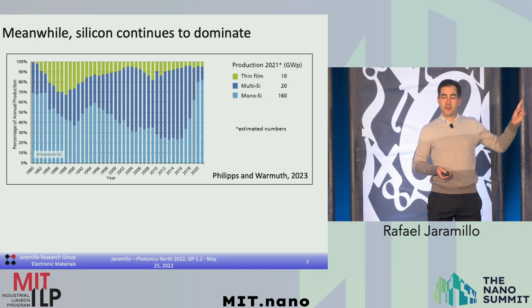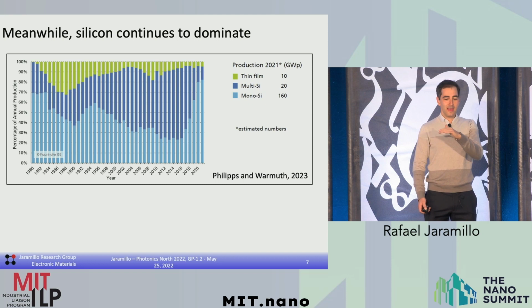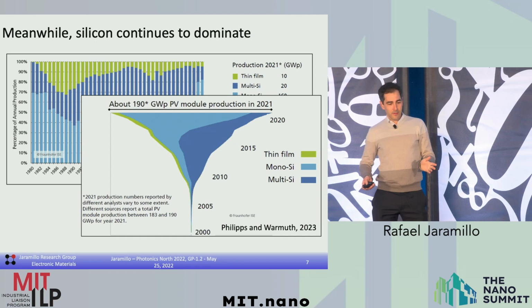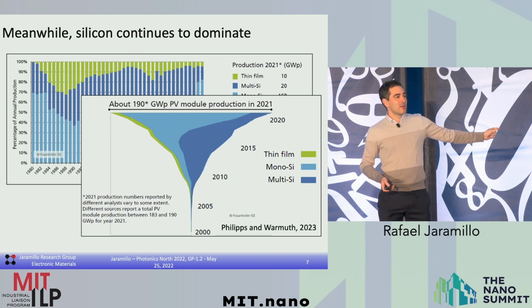Thin film is a little green sliver on top. It's a thin film on top of the baseline, which is the market dominance of silicon. And if you look at this in terms of just total amount of production, thin film is that little green slice on the left, and it's not really growing. So we still have an enormous opportunity to develop a thin film-based PV technology that can compete with silicon. Just because it doesn't exist yet doesn't mean that it's forbidden by the laws of physics.